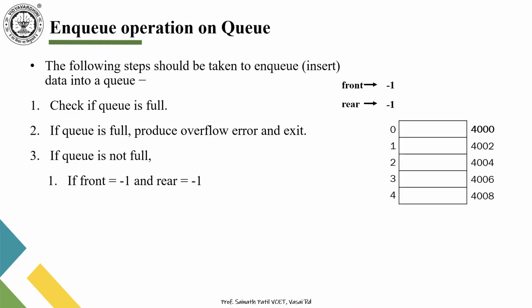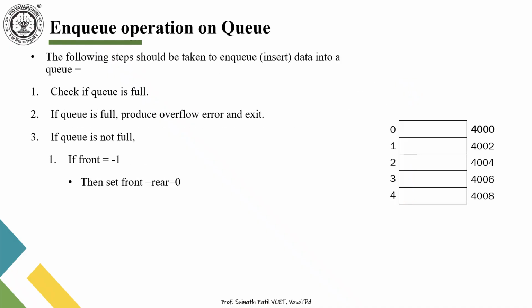Now, if the queue is not full, the situation may be like this. The queue may be empty, where we can understand that front is pointing to minus 1 and rear is also pointing to minus 1. That means the values of front and rear both are minus 1. If it is like this, what do we do? We set front equal to 0 and rear equal to 0. That means both will point to the 0th position and we can insert data at this position.